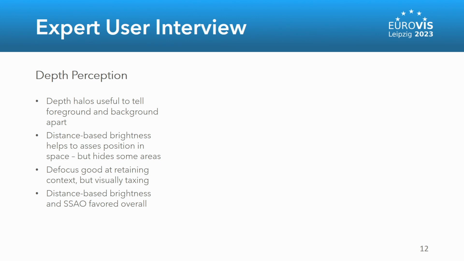For depth perception, they commented on depth halos to be useful to tell foreground and background elements apart. They found distance-based brightness to be slightly better for assessing the position of elements in 3D space, but noted that the effect also tends to hide some areas of the structure. Defocus, on the other hand, is good at retaining the full spatial context, but was visually taxing. Overall, both experts favored the use of distance-based brightness with screen space ambient occlusion.